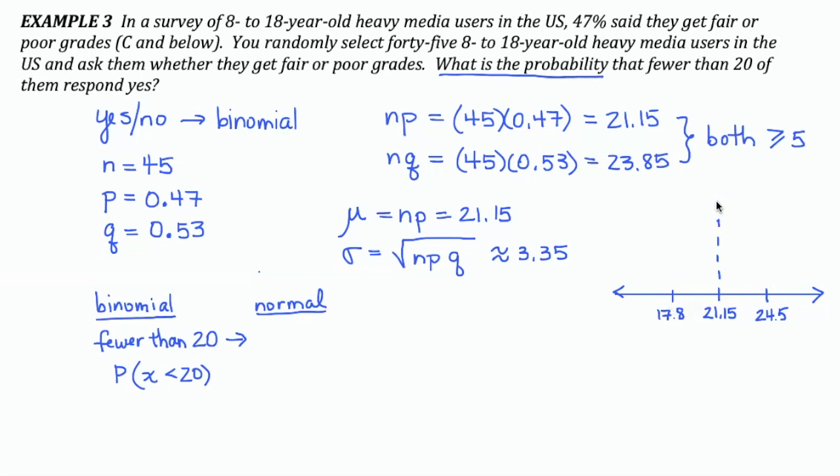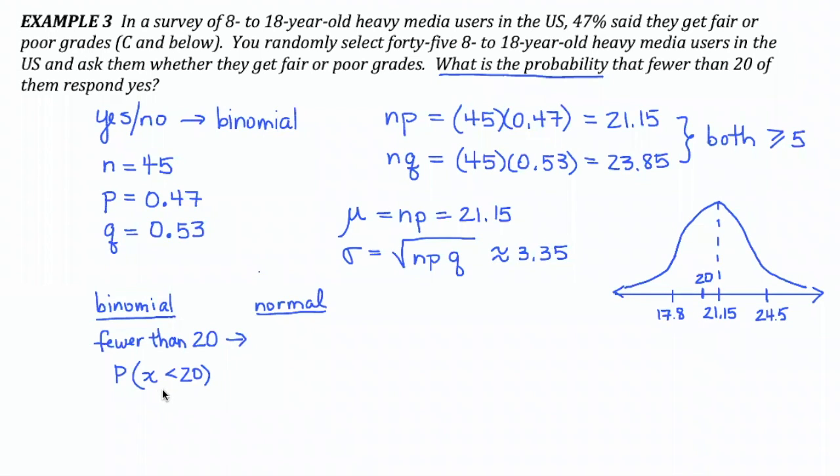Within the first standard deviation, the curve is curving downwards. When you get to that first standard deviation, then it starts to curve upwards. So, in other words, this is approximately what my normal distribution looks like. If I want x to be less than 20, I want to think about where 20 is on my number line, which is going to be closer to 21 than to 17.8.